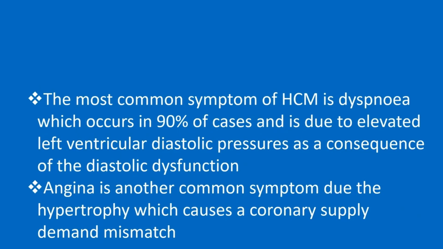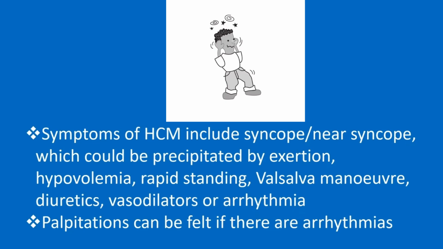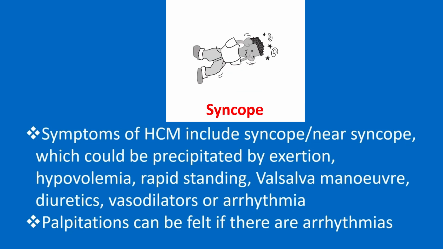The most common symptom of hypertrophic cardiomyopathy is dyspnea, which occurs in 90% of cases and is due to elevated left ventricular diastolic pressures as a consequence of the diastolic dysfunction. Angina is another common symptom due to the hypertrophy, which causes a coronary supply-demand mismatch. Symptoms of HCM include syncope or near syncope, which could be precipitated by exertion, hypovolemia, rapid standing, Valsalva maneuver, diuretics, vasodilators, or arrhythmia. Palpitation can be felt if there are arrhythmias.